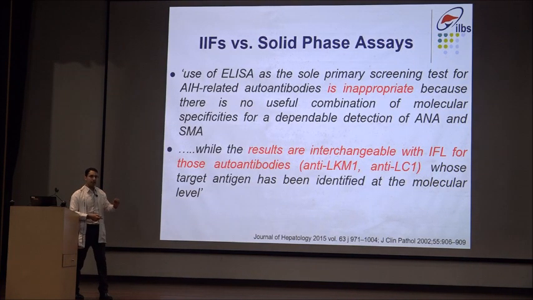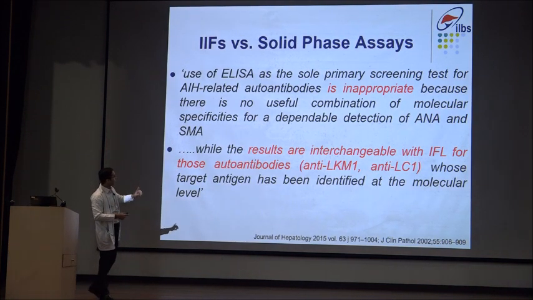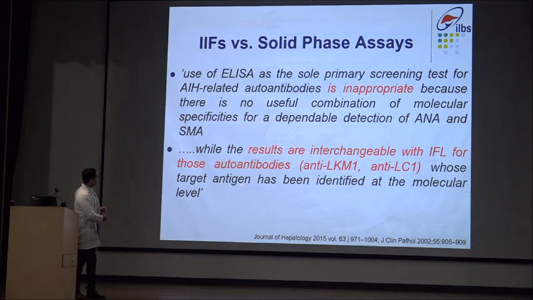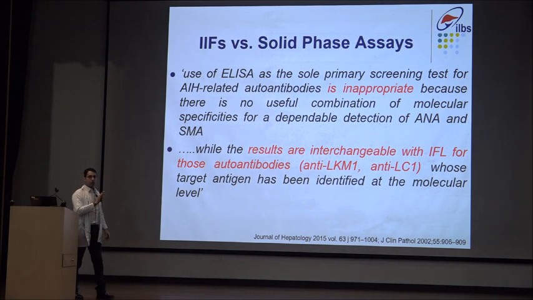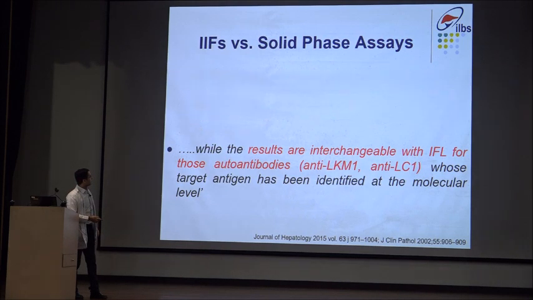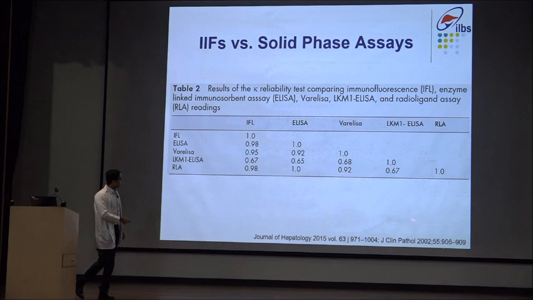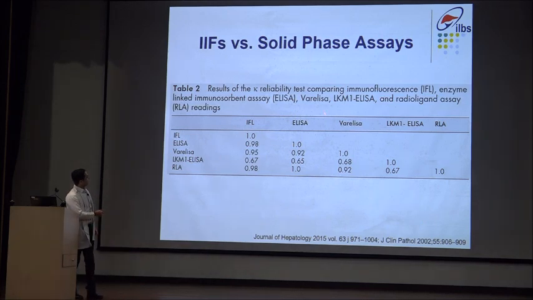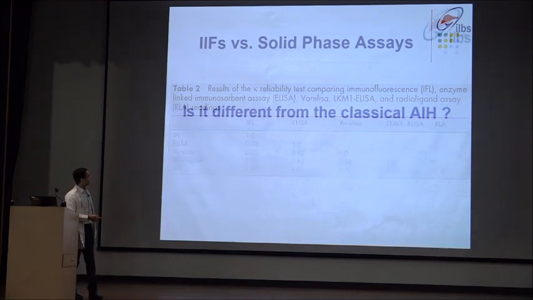But the literature and the guidelines say that for ANA, SMA, we still do not know what the autoantigen is. But for those in which we have a target antigen, that is for LKM1, LC1, we are well within our rights to use line immunoassay. And this has been proven in a study published in almost 2002, in which they showed that for LKM1, immunofluorescence and ELISA-based immunoassays do as well as each other. So you can interchange them for LKM1.